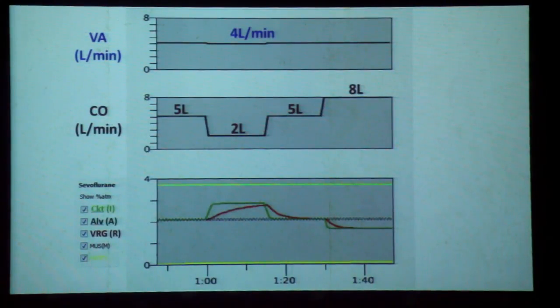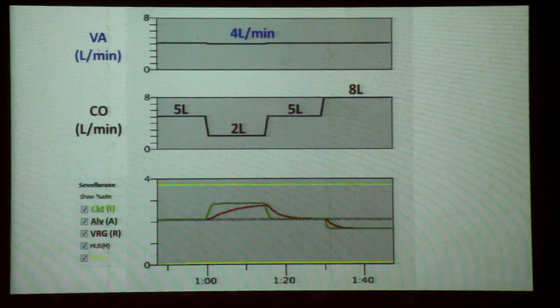Now let's translate the same into the Gassman equation. Our ventilation is the same, 4 liters per minute. Now this is 5 liters of cardiac output. So at 5 liters of cardiac output, you will find that the alveolar tension is almost at this particular point. And as soon as the cardiac output falls to 2 liters, that means there is a blood loss, you find that the alveolar tension starts going up. The tension of the agent in the blood also goes up much higher. So it can produce a lot of side effects, hypotension and all.